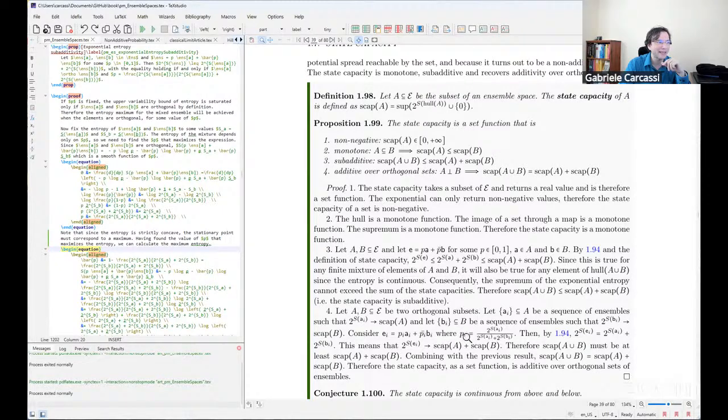And again, we set the p_i to be that proportion that we found before. Then by the previous theorem, what we find is that the exponential of the entropy is equal to the sum of the exponential of the entropy of A_i and B_i for every i, which means that now the exponential of the entropy of E_i converges to the sum of the state capacities. And therefore, the state capacity must be at least the sum of the two. Now, we know from before that the state capacity is always at most the sum. So we have to be at least the sum, at most the sum. The state capacity is going to be the sum. And therefore, the state capacity of a state function is additive over orthogonal sets of ensembles.